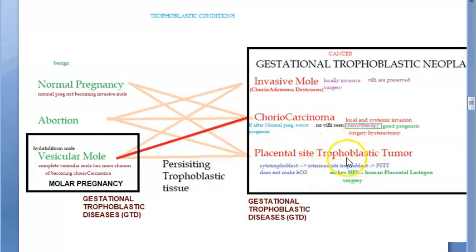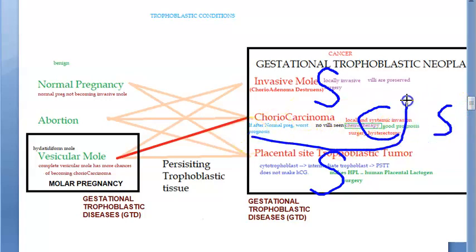And again, in this, surgery is what they want to do here, okay? Invasive moles also, they'll do surgery. Choriocarcinoma, they're talking mostly about chemotherapy, okay? Finally, again, they can talk about hysterectomy, that is surgery, okay? So, did you understand choriocarcinoma?